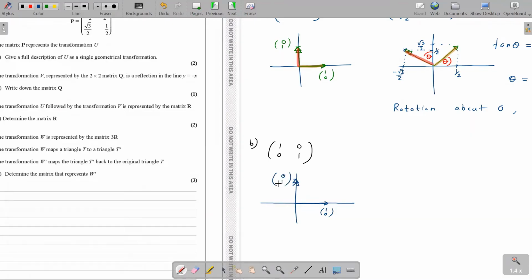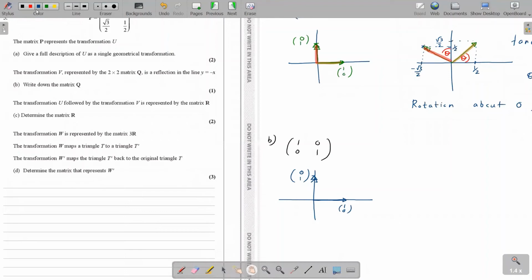Okay, so I'm supposed to reflect this in the line y equals minus x. Where is y equals minus x? Y equals x is the one that goes in the middle here, right? This is y equals x. I want y equals minus x. Who is y equals minus x? Y equals minus x goes from the other side, right?